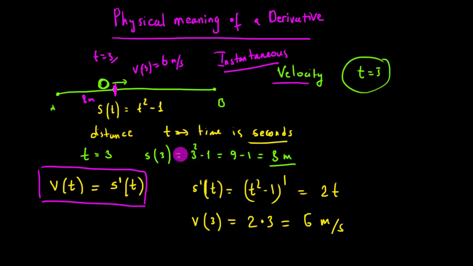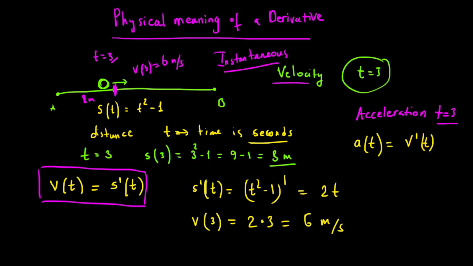There is another question: how do we find the acceleration? Also the instantaneous acceleration at time 3 seconds. How do we find it? It's the same logic. We have to find the derivative of the velocity. So to find the acceleration when the time is t, you find the derivative of the velocity.